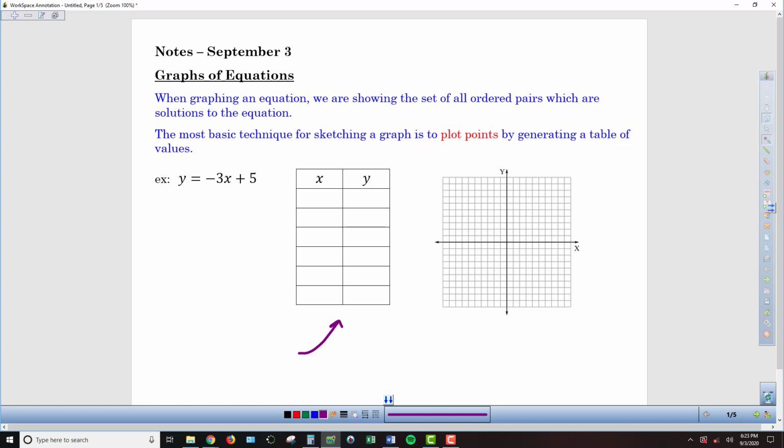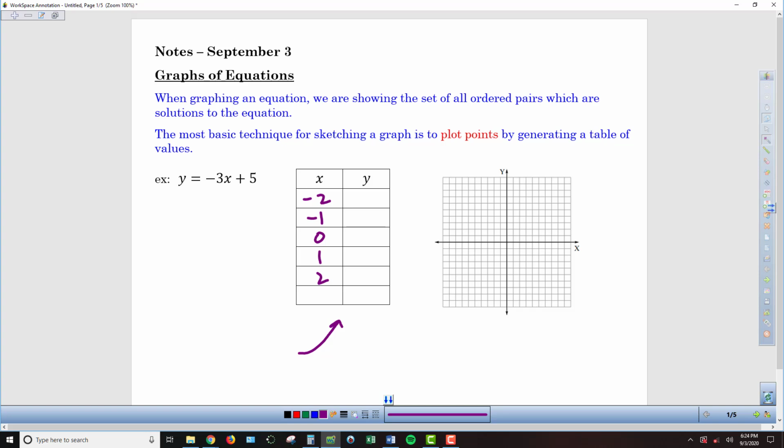So for the example that we have here, we've got this t-table. I'm going to try to use input values that are balanced around the origin. I don't want to go too far out from the origin because I don't want to have to make a giant graph. So I'm just going to pick some negatives, plug in 0, plug in some positives. And so I just plug the inputs in for x to figure out what the outputs are.